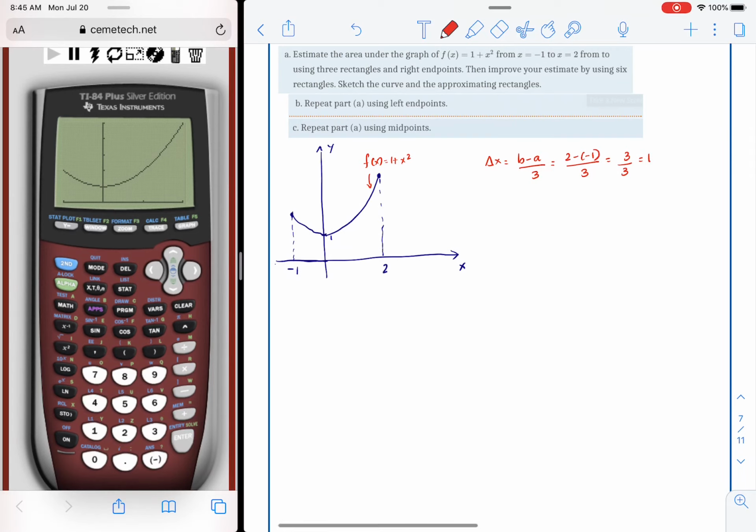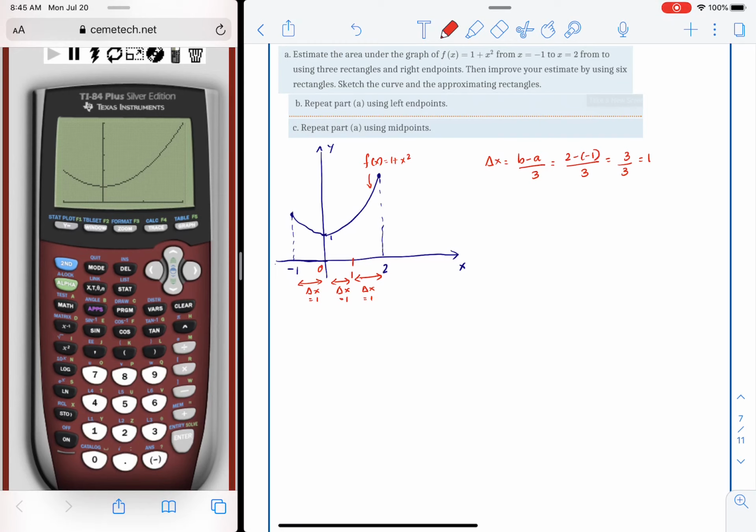So we are going to move from negative 1 to 0, 0 to 1, and 1 to 2. So we can see that delta x here would be 1. Same there. And there. Now that we have the rectangles, I'm going to start by using right endpoints. So let's start with right endpoints.